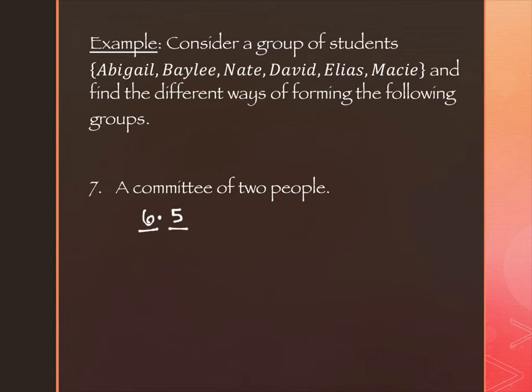Well, right now, because I've written my 6 and my 5 the way that I have, it's double counting everything. I've got David and Nate in the position David, Nate, and I've also got Nate, David in the position Nate, David. But that's the same committee. So when I'm working with a committee, I have to keep in mind that there are double counts that have to be removed. So how do we remove double counts? Well, we just divide by 2. So this removes a double count.